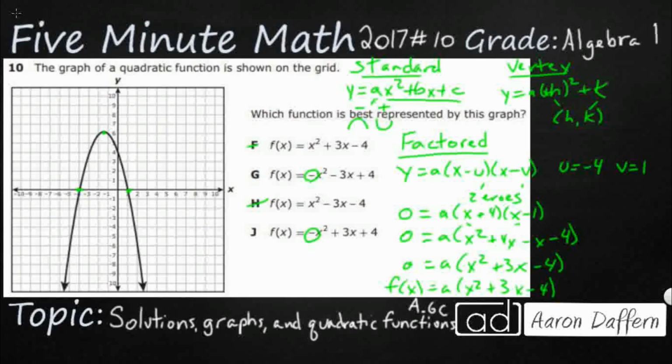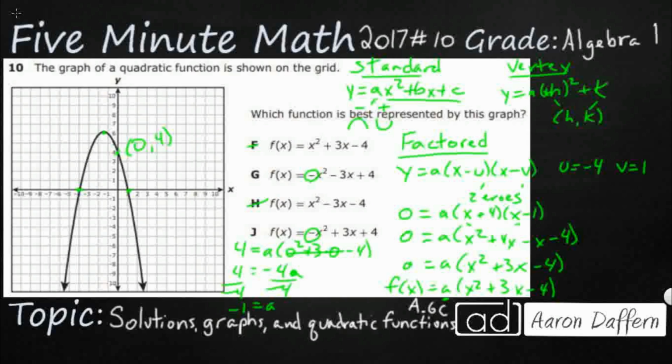So that gets us really close, but we still have this a that we don't know. So I'm going to plug in the y-intercept right here, and that's going to make my job very easy because it's got an x value of 0 and a y value of 4. So let's plug that in. My f of x is going to be 4 equals a times 0 squared plus 3 times 0 minus 4. That really just empties out to 4 equals -4a, because those are all zeros. Divide both sides by -4, and there we go. That's what I'm needing.